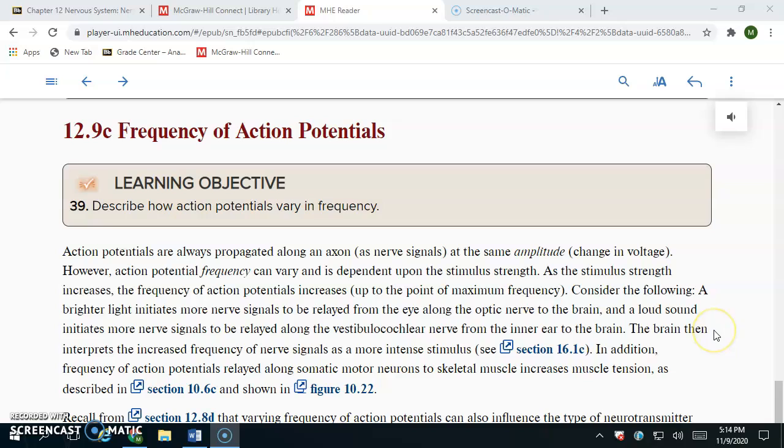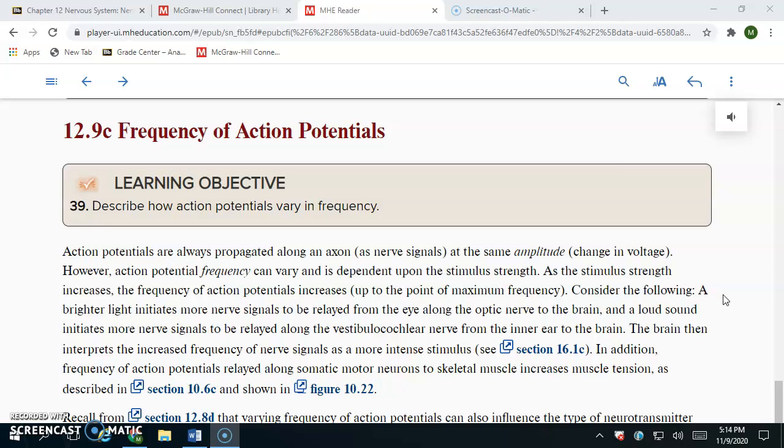So this area is talking about the frequency of action potentials. Remember we talked about how action potentials are all or none events that occur along a neuron. So they either happen and they happen in the same amplitude all the way down the axon, or they don't happen. So we don't have weak action potentials and we don't have strong action potentials.